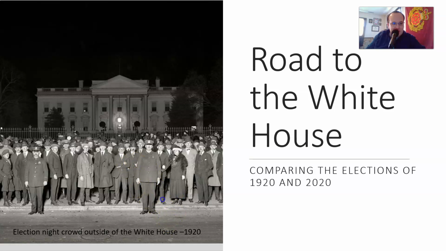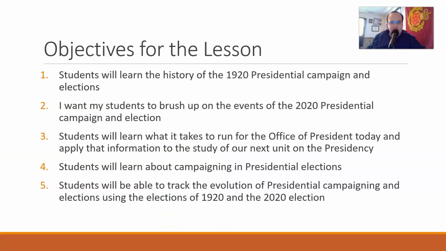So what are we going to do? We're going to learn the history of the 1920 presidential campaign and elections. We're going to brush up on the events of the 2020 presidential campaign and election. We're going to learn what it takes to run for the office of the president today, and apply that information to the next unit of study on the presidency.